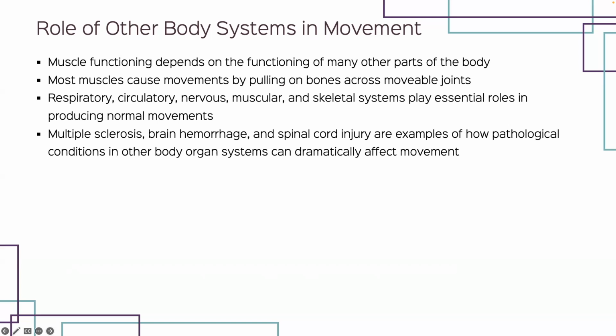For example, a person might have a perfectly normal muscle and still not be able to move normally. They may have a nervous system disorder that shuts off the impulses to a certain skeletal muscle, resulting in paralysis. Multiple sclerosis acts in this way, but so do other conditions such as a brain hemorrhage, a brain tumor, or a spinal cord injury.